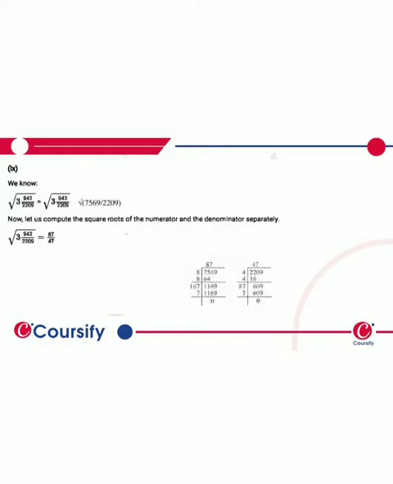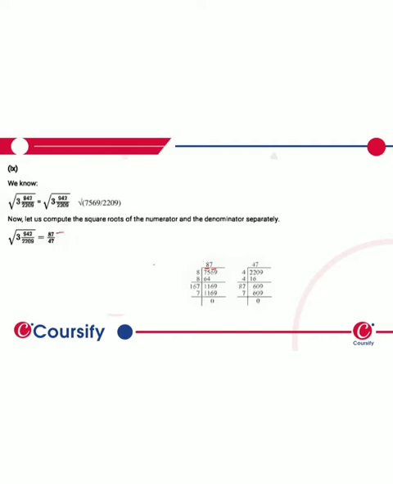So for the numerator, that is 7569, here are the steps. So 69 pair and 75 pair. So 8 into 8 is 64, 75 minus 64 is 11, and 8 plus 8 is 16. So 7 at unit place, so 167 into 7 gives us 1169. So the remainder is 0. Therefore the answer to the square root of 7569 is 87. So we have here 87.